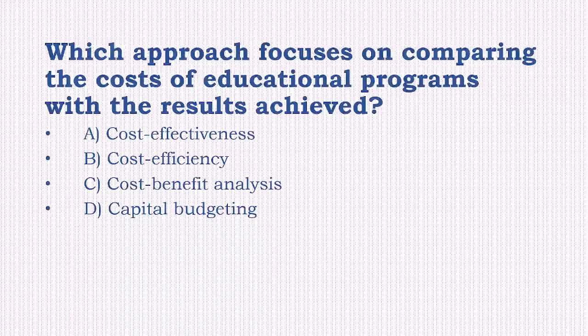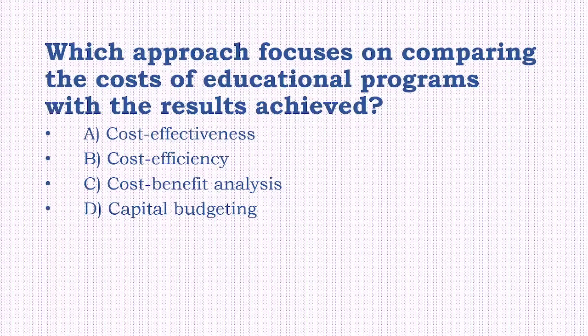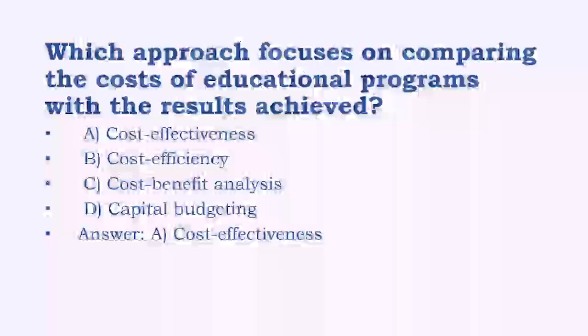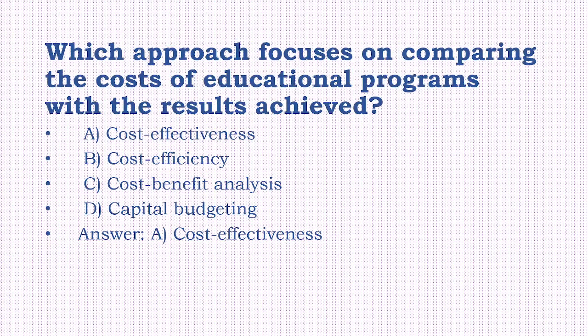Next, which approach focuses on comparing the cost of educational programs with the result achieved? Option: cost effectiveness, cost efficiency, cost benefit analysis, capital budgeting. Answer of this question is option A, that is cost effectiveness.